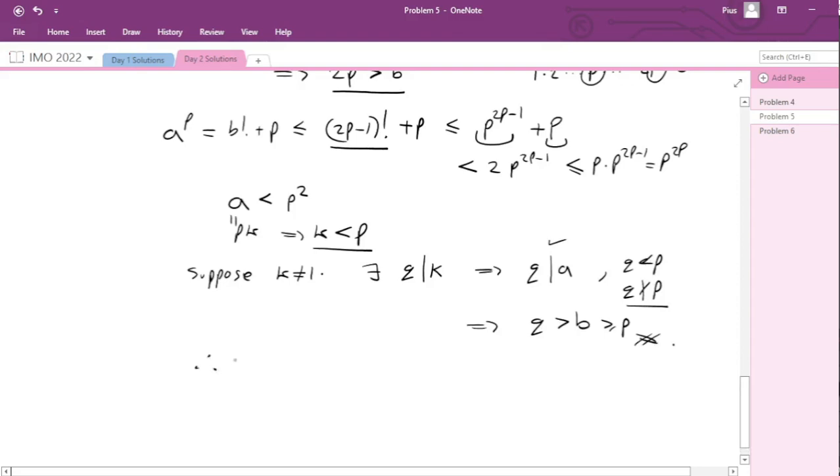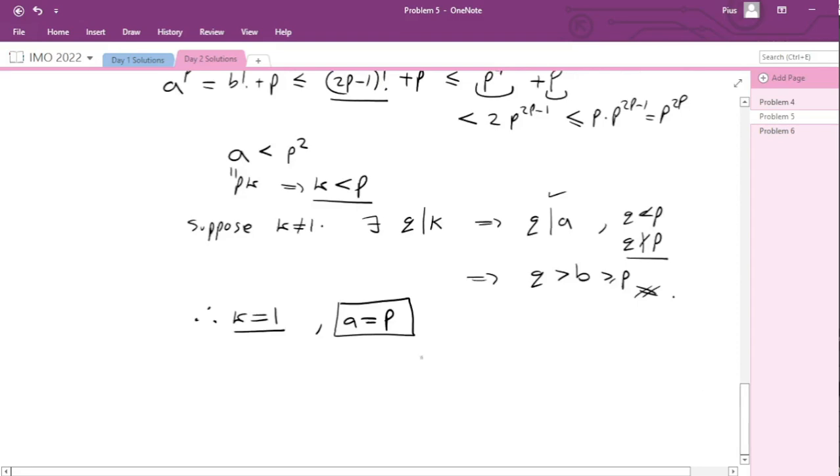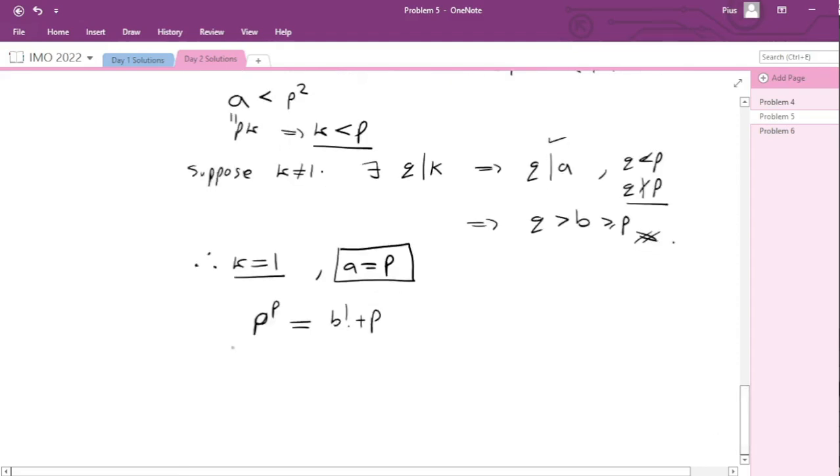So what does this mean? It means that in conclusion, k has to be 1, and in particular, a will have to be just p. So this way, we've actually narrowed down the value of a. So now we only have two variables to deal with, which is that p raised to power p is going to be equal to b factorial plus p. So now we're going to always write it in this way.